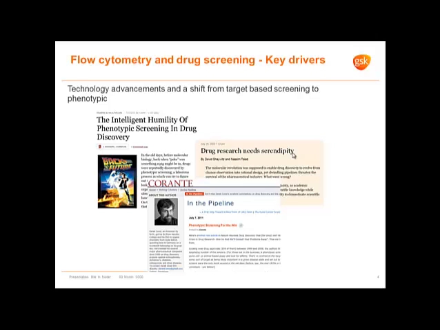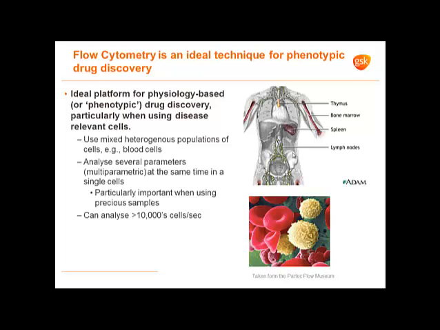It's an ideal platform for physiology-based or phenotypic drug discovery, and it's particularly relevant when you're using disease-relevant cells. It's multiparameter. It can analyze several parameters from the same cells at the same time. And this is really important when we're using rare phenotypic samples, because your sample is the most precious item you have. So the more information you can get from it, the better. And that will obviously significantly reduce costs as well at the same time.